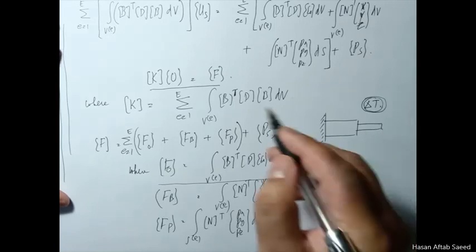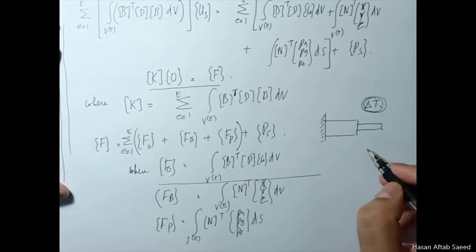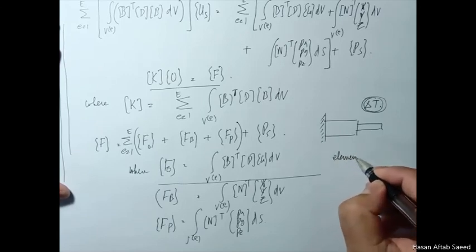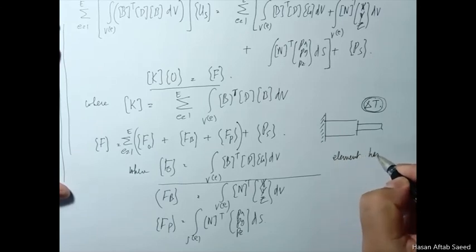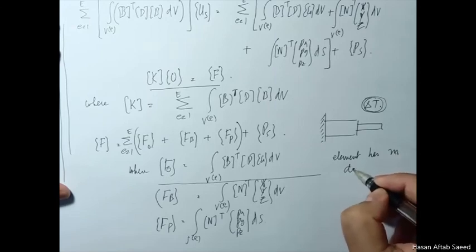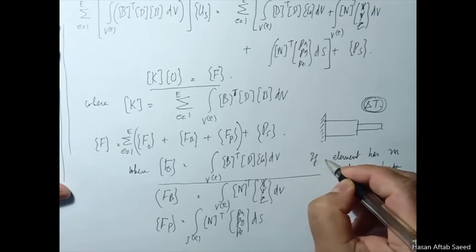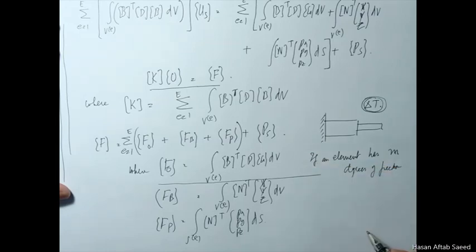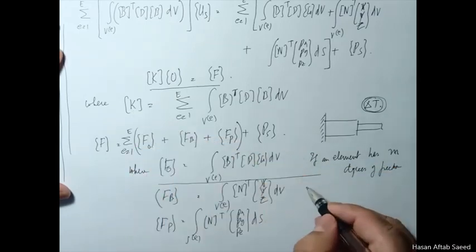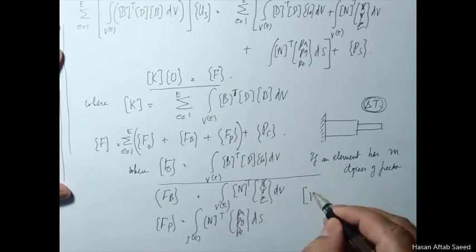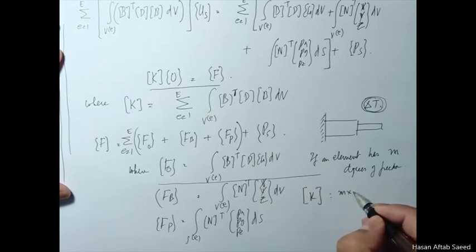Now, if any element has m degrees of freedom, then the element equations, the k equations, will be of size m into m, and the f vectors, all f vectors, will be m into 1.